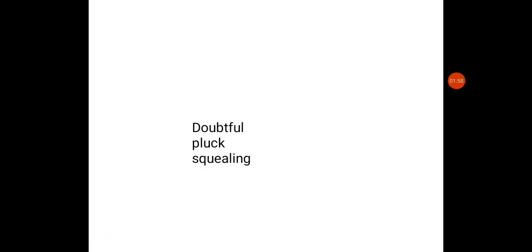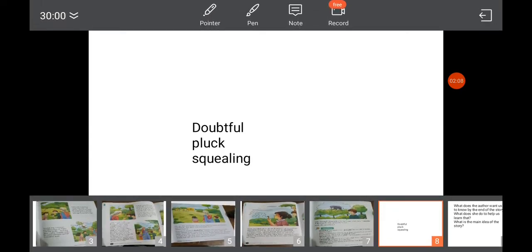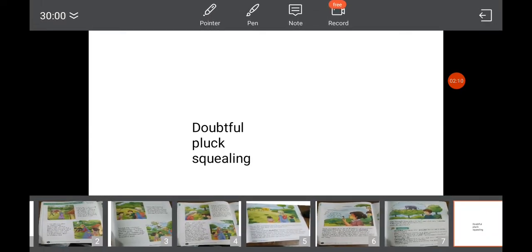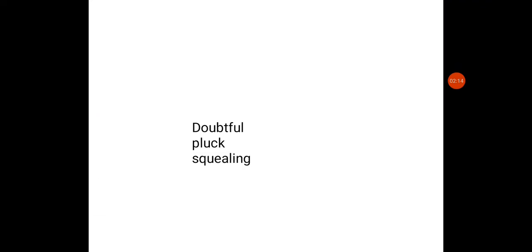When have you ever been doubtful of anything? So doubtful kya hota hai? What is the doubtful? In the story, this is a keyword, doubtful. Doubtful, not sure. Jab hum sure nahi hote hain, that is called doubtful.